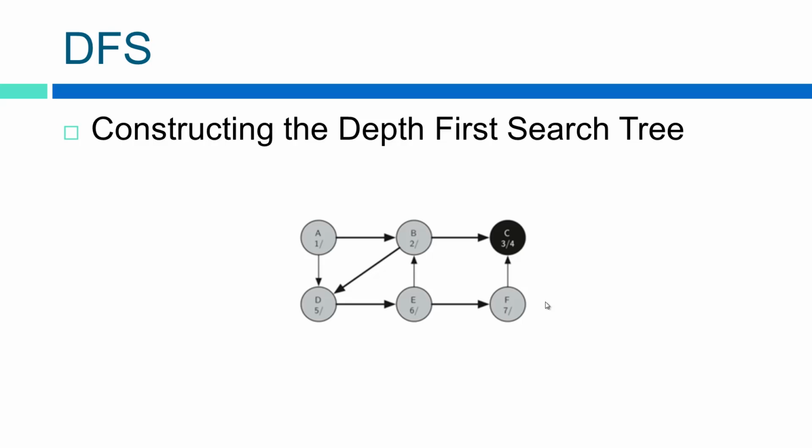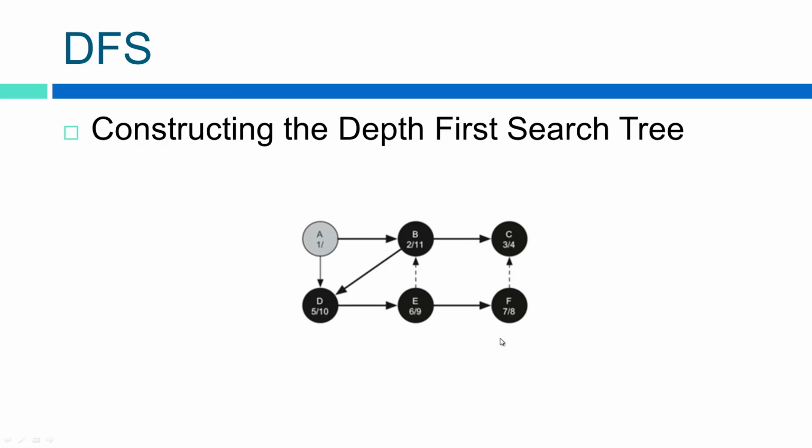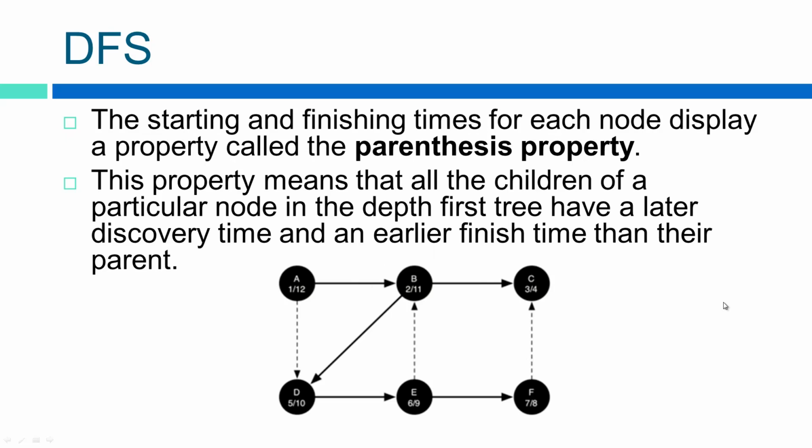the algorithm has reached the end of another branch. And then from here on, you can see that the algorithm works its way back to the first node, setting the finish times and then coloring each vertex that it visits black. So it'll keep setting the finish times as we continue on and setting them black as you basically go in reverse. So these starting and finishing times for each node display a property called the parentheses property. And this property means that all the children of a particular node in the depth first tree have a later discovery time and an earlier finish time than their parent.